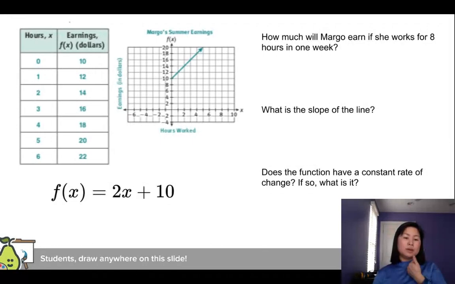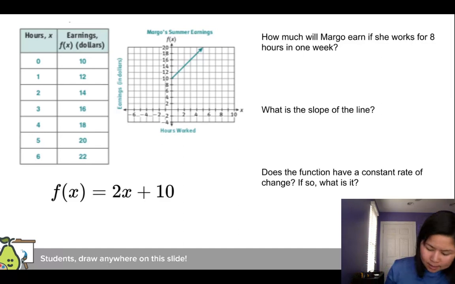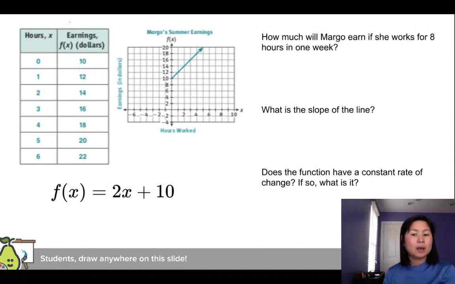Okay, for today, the focus is number 1, to write the function using function notation. And number 2, identify the slope and the y-intercept for me and tell me what that means. So this is a table, this is a graph, all right? We're going to use the graph and the table to answer the question. It's asking, if she's going to work for 8 hours, how much will she earn? So what is the total cost if she's going to work for 8 hours? The options are we can use a table, we can use a graph, or we can use the function.